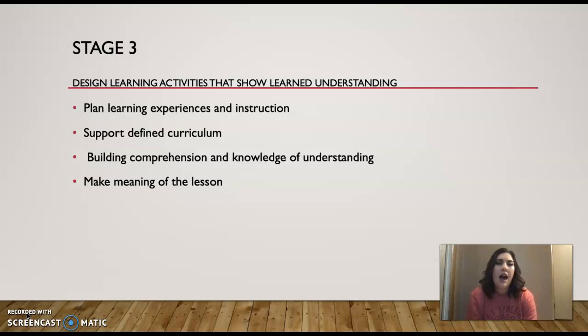Stage 3 is to design learning activities that show the learned understanding from your students. So in Stage 3, you're going to plan learning experiences and instruction, support defined curriculum, and build comprehension and knowledge of understanding. You're making meaning of the lesson and pulling it all together.